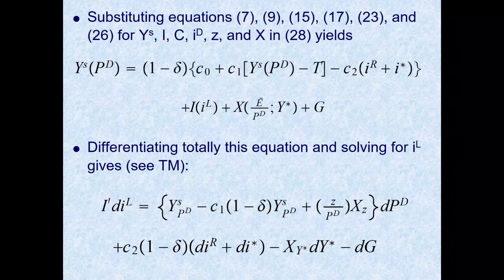I have to make all those substitutions because at the end of the day, what I want is a second relationship between the loan rate and PD. So if I want to get that relationship, I have to substitute for consumption, for investment, for exports, and for output. Once I have this expression, what do I do with it? Well, what you do is you take a total differentiation of the equation.